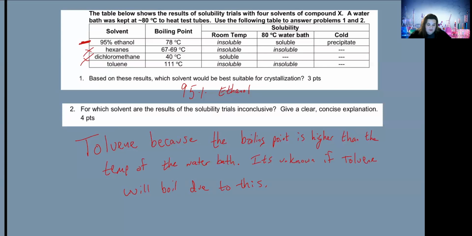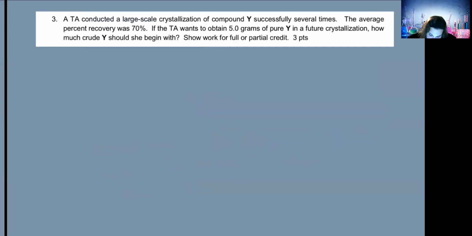Excellent. I think we only got a couple left, so let's bang them out, shall we? Go ahead, try this one out, and then we'll run through it together. Already, TA conducted a large-scale crystallization of compound Y successfully several times. Good for that TA. I'm proud. The average percent recovery was 70%. The TA wants to obtain 5 grams of pure Y in a future crystallization. How much crude should she begin with?